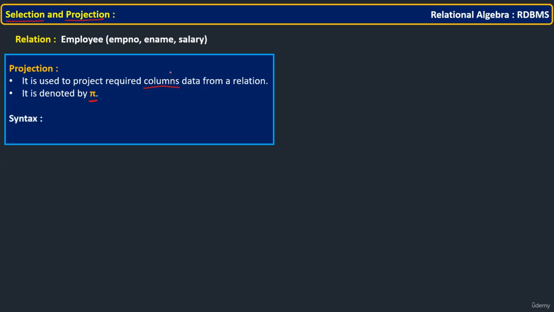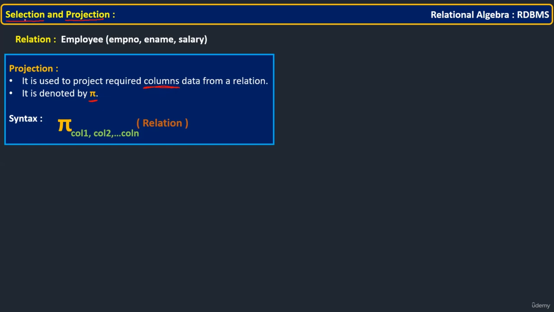So how will the syntax look? Pi, and in the suffix we mention what columns are required, separated by commas. And the relation these columns come from, we mention like this. All the columns you mention here must exist in this relation. If you mention a column which is not there, that is invalid RA. So whichever columns you want to display, you mention in the suffix of pi. That is projection. Simply understand it is for filtering the columns, like the select clause in SQL.